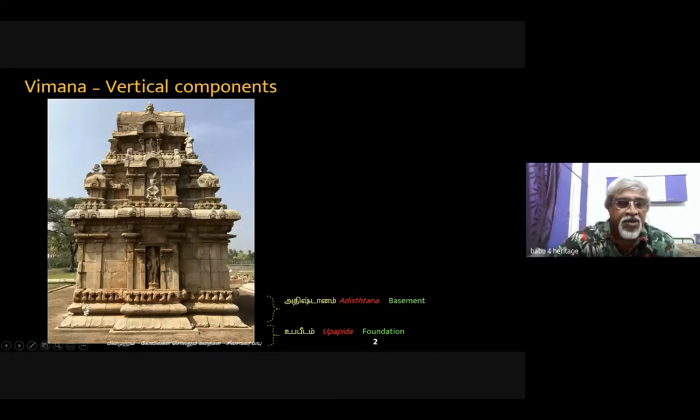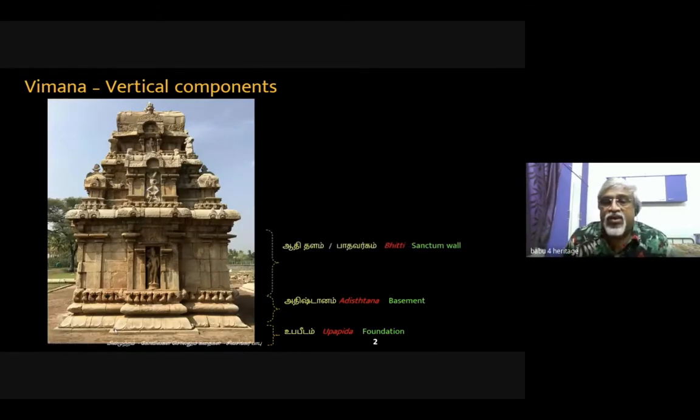So up to this is Adhisthana, where we have Padma Jagati and then Kumudam and then there is a Pradivari. So in between, Gala and Kamba are missing here. What we discussed yesterday, in Adhisthana, we have defined 6 components. So some or all of the components can be there. So this is a good example for that.